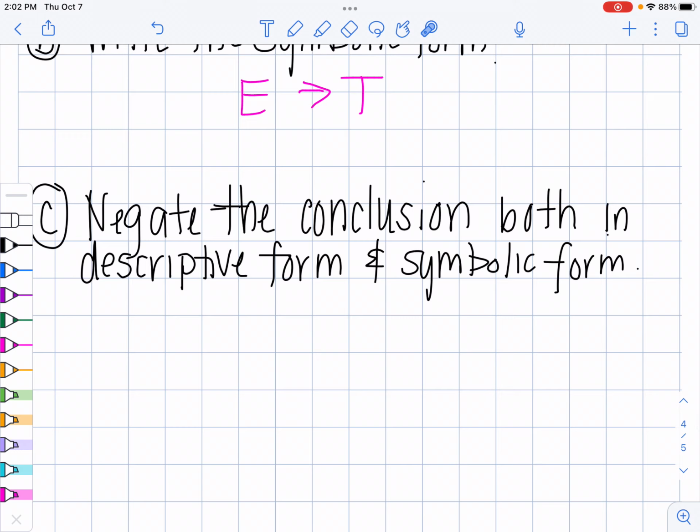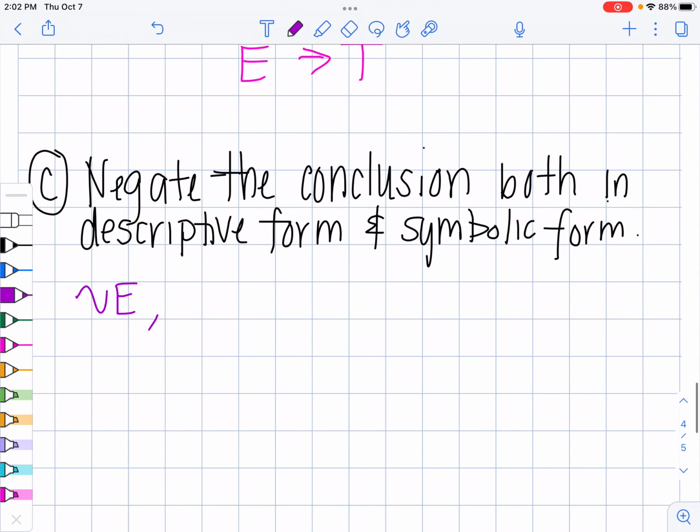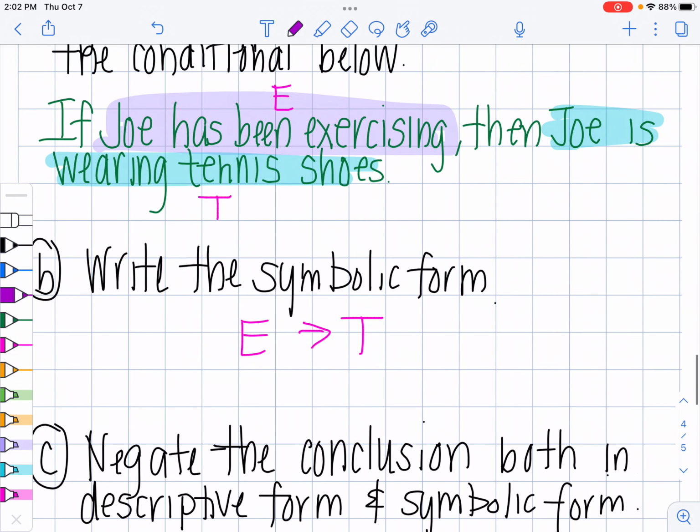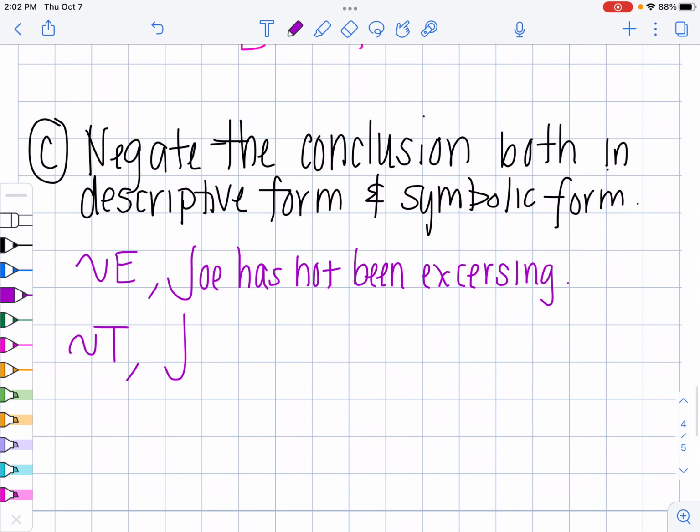Okay, if I want to negate the hypothesis and conclusion both in descriptive form, which means using a sentence, and in symbolic form, that means using the abbreviation. So I'm going to start with abbreviations first. So I'm going to say not E. And what does that mean? That means Joe has not been exercising. And then I have not T. That's my symbolic form. So what does that mean? That means Joe is not wearing tennis shoes.